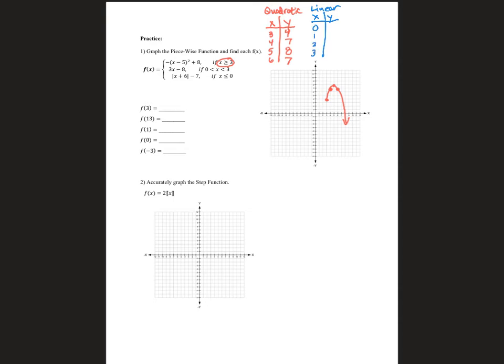So 3 times 0 is 0, minus 8 is negative 8. 3 times 1 is 3, minus 8 is negative 5. 3 times 2 is 6, minus 8 is negative 2. 3 times 3 is 9, minus 8 is 1.